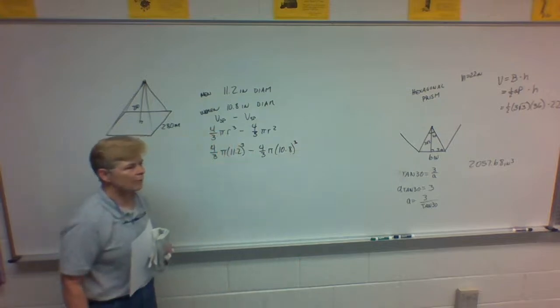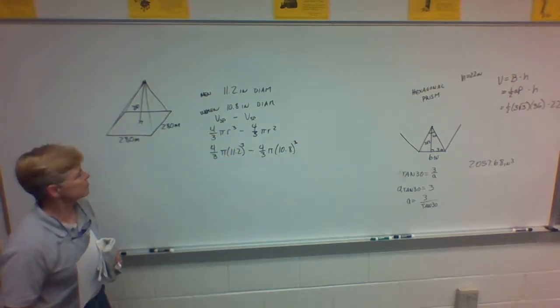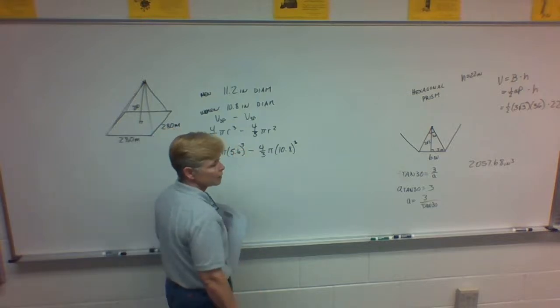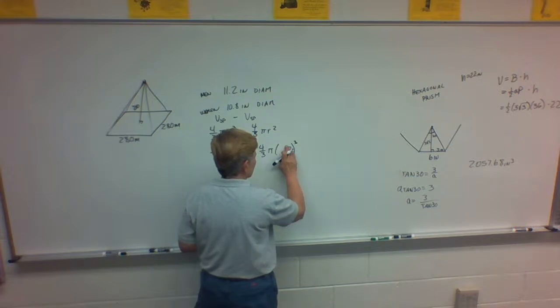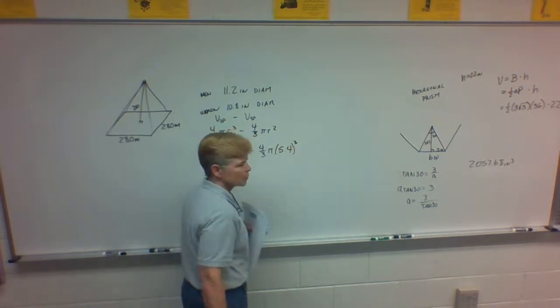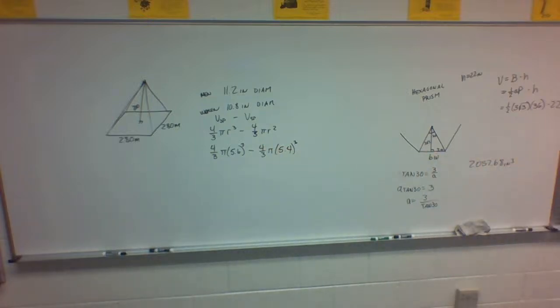Wouldn't it be smaller than 11.2 because it's the radius? Yep, thanks for that. 11.2 divided by 2 is 5.6. I would have blown this on the test. This will be 5.4. Thank you for that. You're going to have to cut it down. Thanks for reminding me.